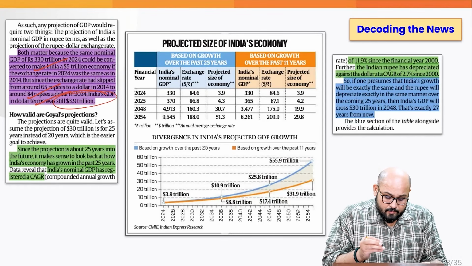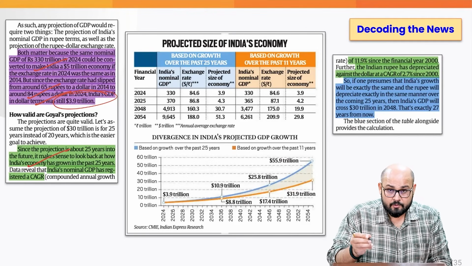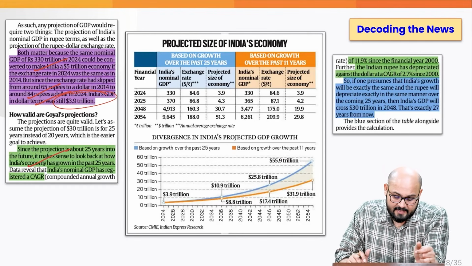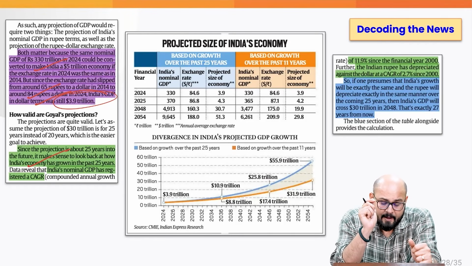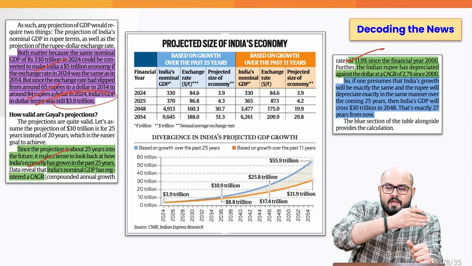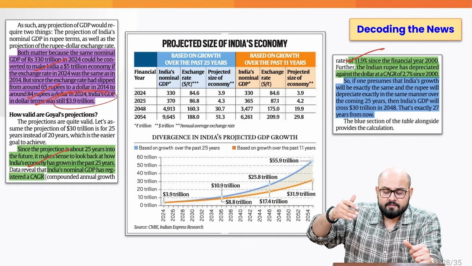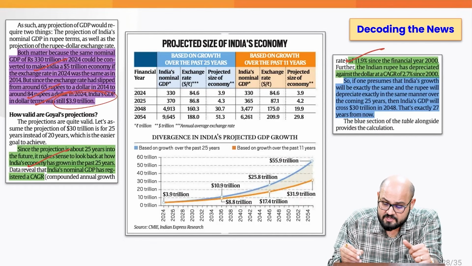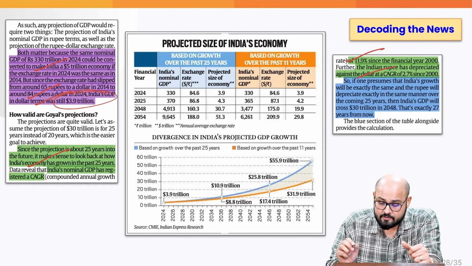Since the projection is about 25 years into the future, it makes sense to look at how India's economy has grown in the past 25 years. Data reveal that India's nominal GDP has registered a compound annual growth rate of around 11.9% in the last 25 years. So if we were to expect that the economy is going to move with a similar CAGR, then let's see what would happen. Since the financial year 2000, further, the Indian rupee has depreciated against the dollar at a CAGR of 2.7% since 2000.